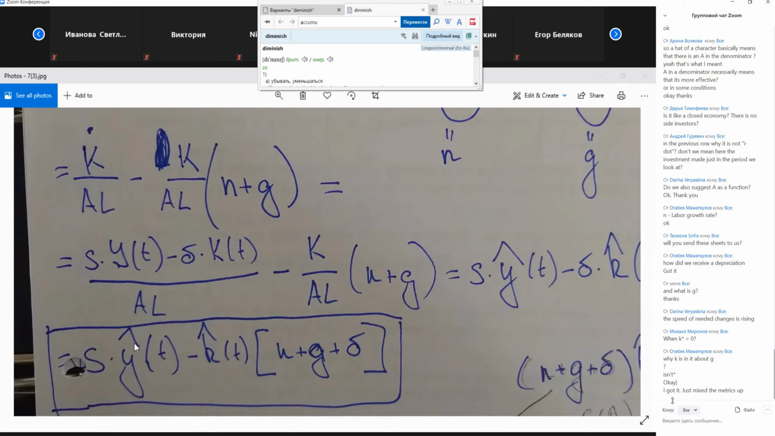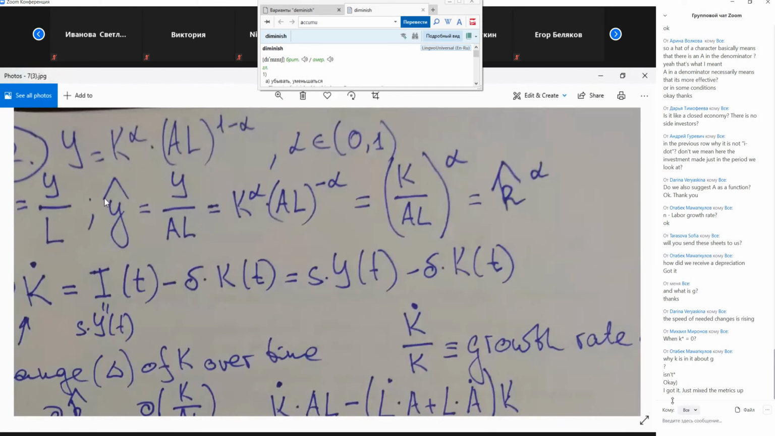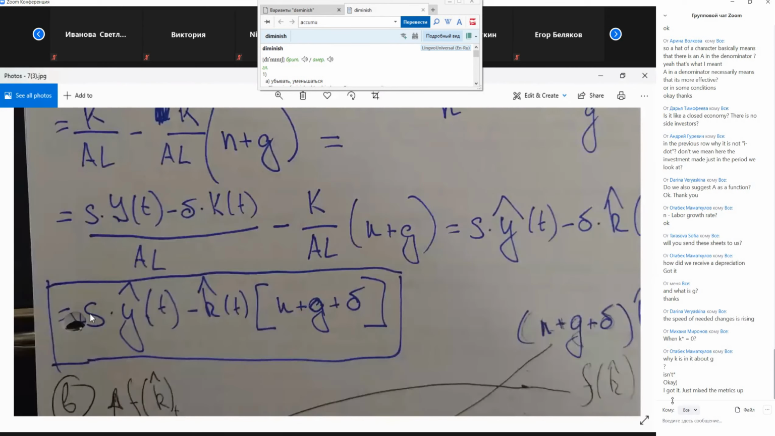Y hat is the function of k hat, so just k hat to the power of alpha. Here it is: y hat equal to k hat to the power of alpha. It's a curve, you can easily imagine this. Well, this thing is linear in k hat, like k hat times some constants.